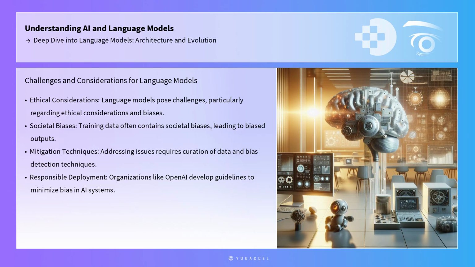Despite their capabilities, language models also pose challenges, particularly regarding ethical considerations and biases. The training data for these models often contains societal biases, which can lead to biased outputs. Addressing these issues requires a multifaceted approach, including careful curation of training data and the implementation of bias detection and mitigation techniques. Organizations like OpenAI have been at the forefront of developing guidelines and tools to minimize bias in AI systems, ensuring that language models are deployed responsibly.